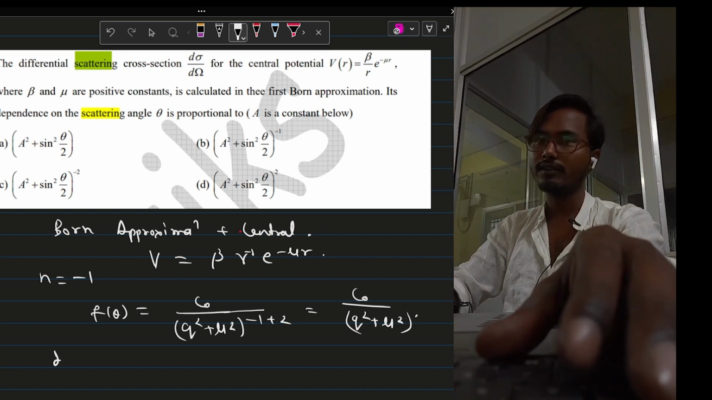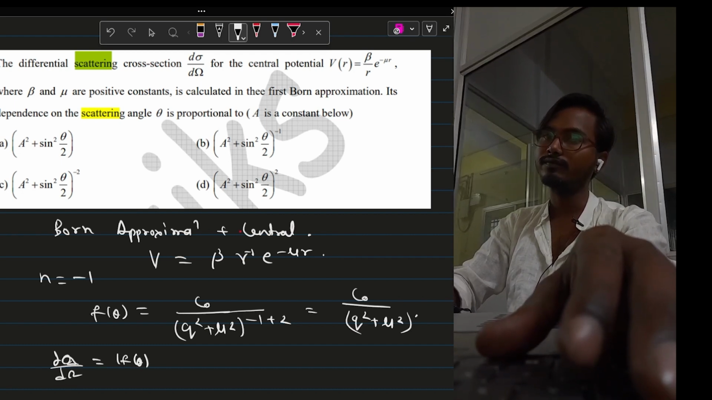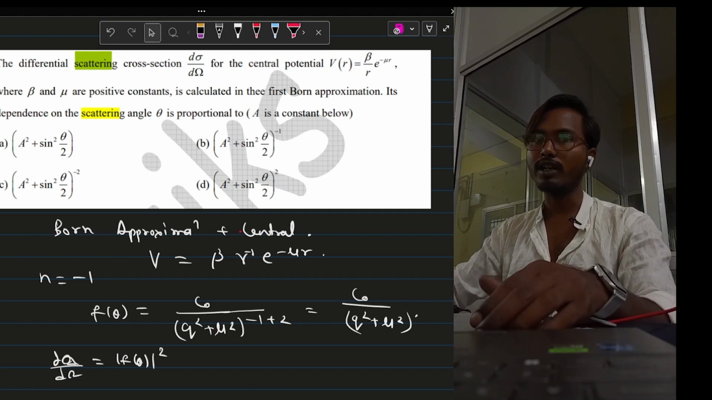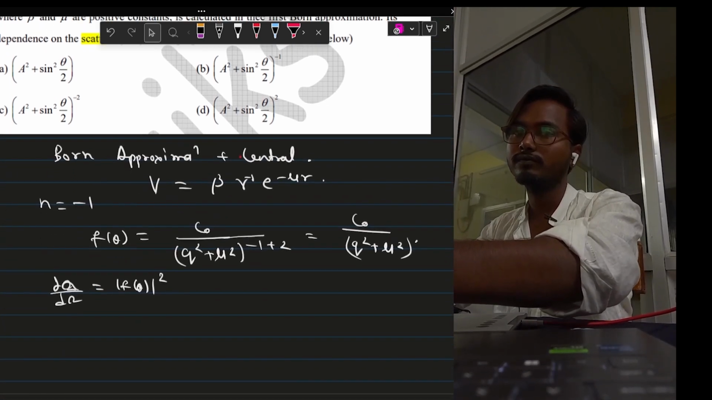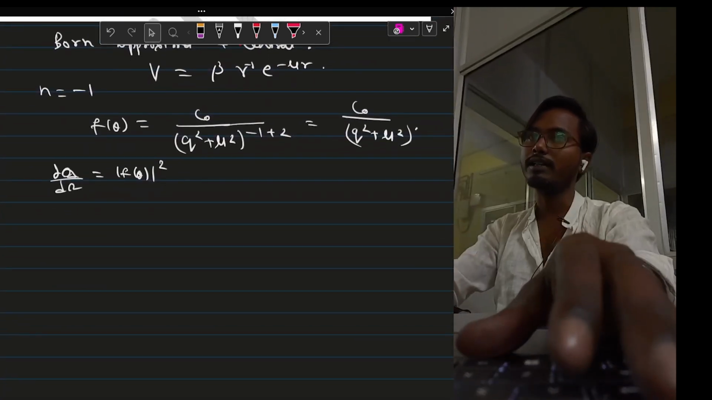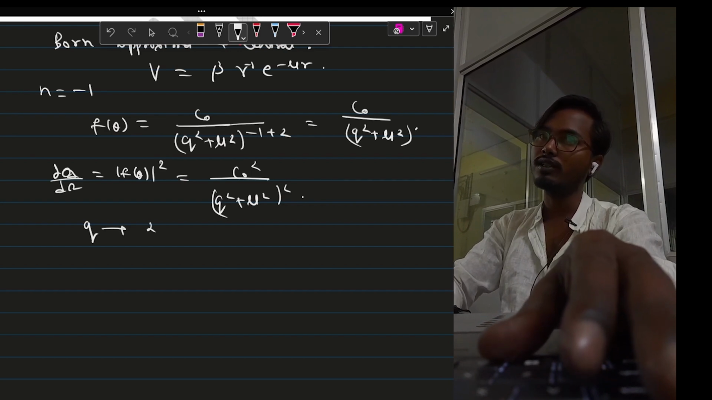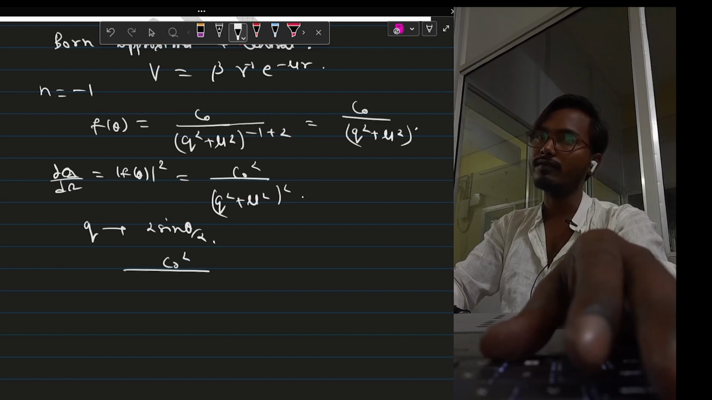Differential scattering. So we have to square f of theta. Okay, simple. We have to square f of theta here. This implies c square q square mu square, whole square, and then we know q is 2 sine theta by 2. So we can say that c naught square 2 to the 4 sine square theta by 2 plus mu square, something like that, power 2.